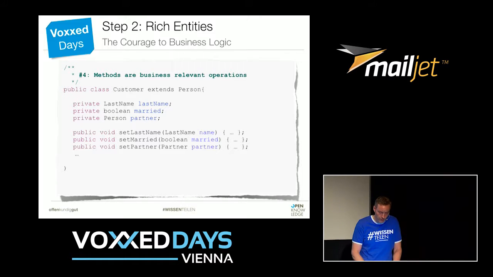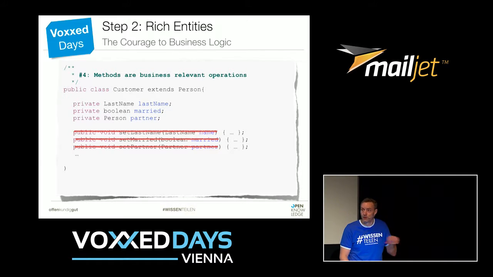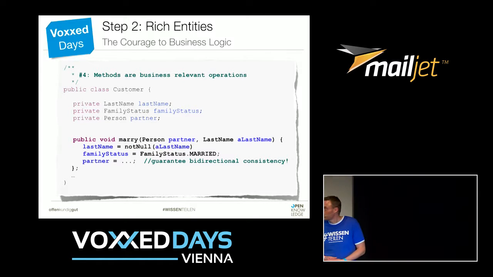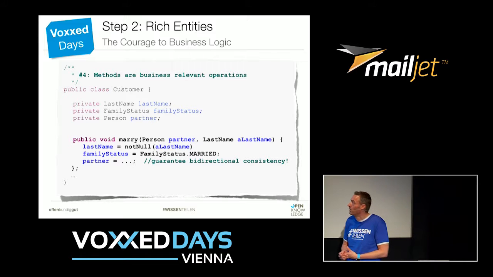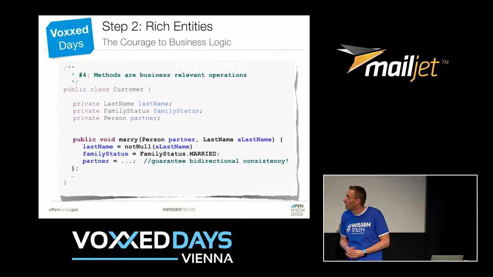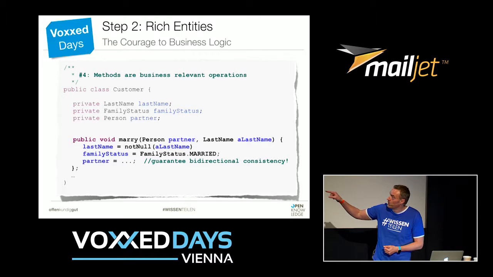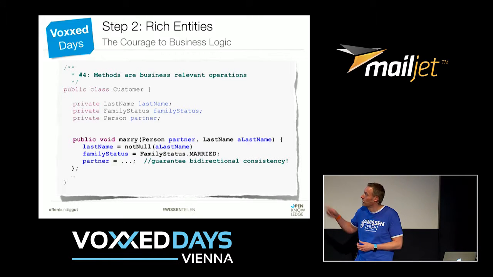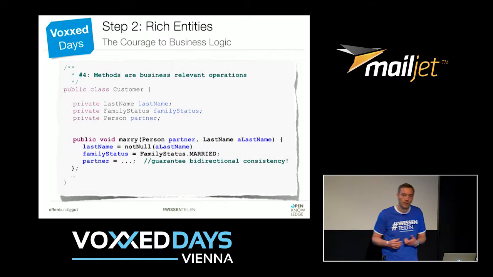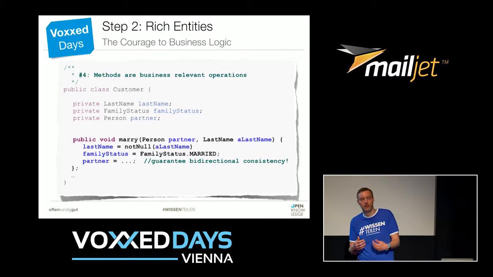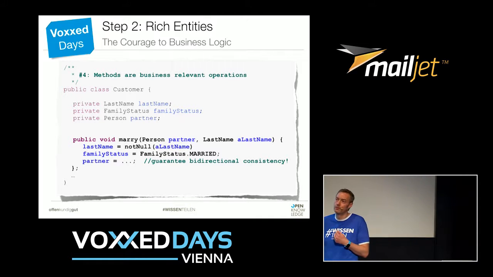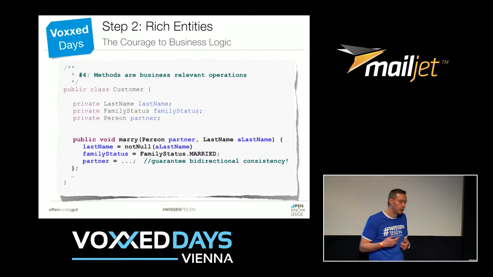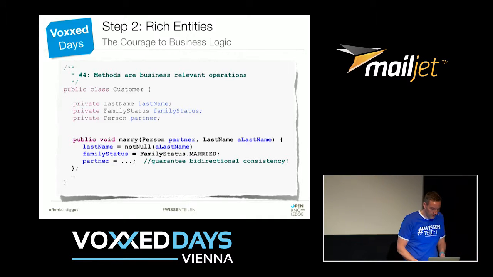So what I would do at this moment is just delete the 3 setters if they make no sense, or if it makes no sense to use them alone, and have a method like this, marry. I marry another person and get a new last name, for example. And inside this method, I can, for example, do something additional, because I can guarantee bidirectional consistency. Because normally, if I marry a person, it's very common that the person marries me too. And this is something I should assure inside my code.